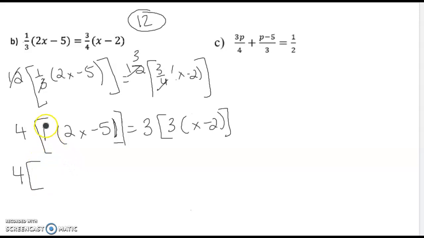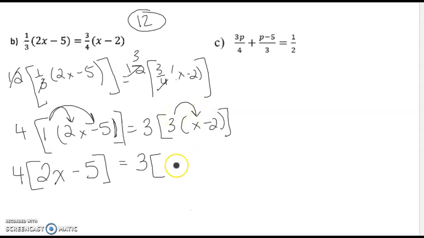Open up that bracket. Now 1 times 2x gives us 2x. 1 times negative 5 gives us negative 5. Now we can close that bracket, have our equal sign, and we're going to keep the 3 out in front here, and do the same thing here. So we take this inside 3, multiply it by x, which gives us 3x. And then take that 3, multiply it by negative 2, and you get negative 6. And we're going to close that bracket.